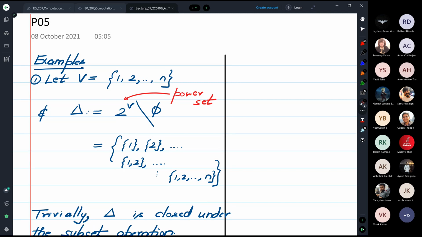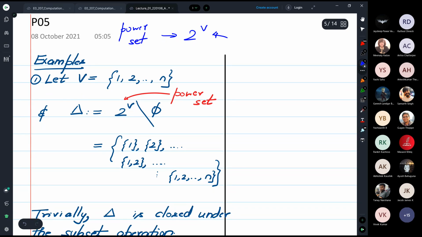Okay, so to begin with, let's look at this first example. In this, the vertex set V is made up of these n vertices. So the vertices are labeled 1, 2, all the way up till n. The simplest simplicial complex is the one that is given over here. You take a look at the power set. I will define what a power set is, and from this power set you remove the empty set. So let's recall what a power set is. This notation means power set.